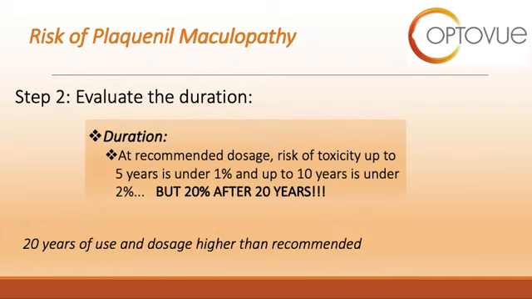The second thing we want to evaluate is the duration, right? We said that the length of use, or the duration of usage, is a significant risk factor. So again, at the recommended dosage, the risk of toxicity is very, very low. However, after 20 years, it spiked up. Remember though, this young lady is taking a higher than recommended dosage, and she's been taking it for 20 years. So those are two issues that are going to make her risk of toxicity much higher.